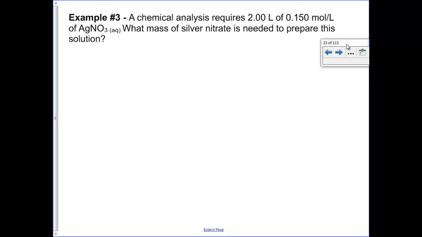Okay. Sometimes we can go backwards. Here I'm going to give you information, and our goal is actually to solve for mass. What I've given you here is a volume, and I've also given you a concentration, and our job is to go backwards. If you're good at looking at units, that'll really help.